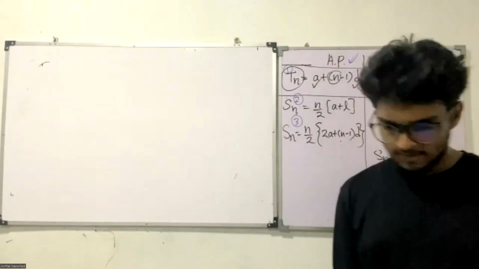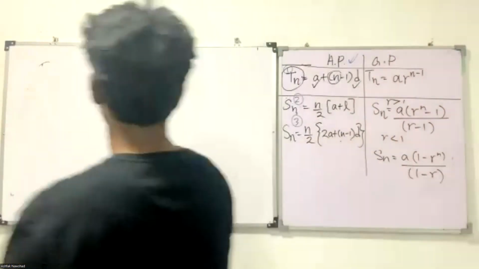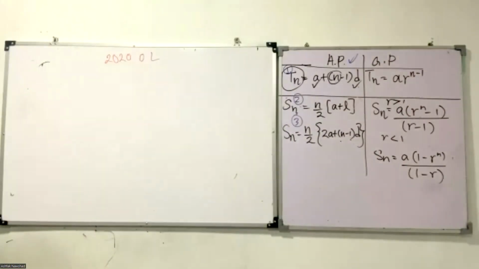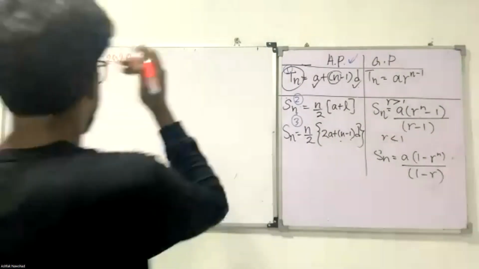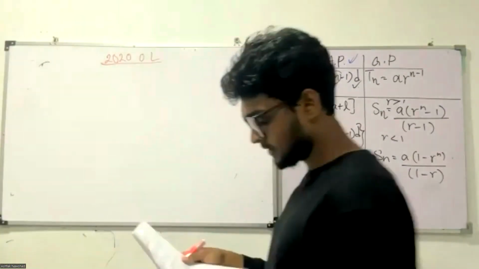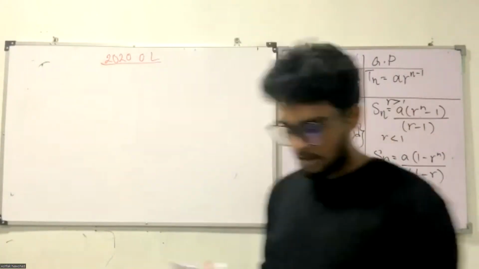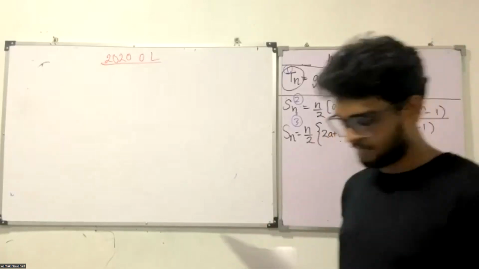Let's do 2020. 2020 O levels. Let's read the question. A flower bed consists of 50 rows.